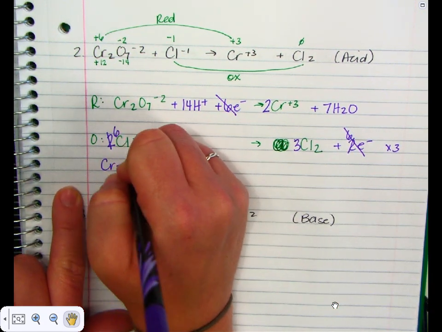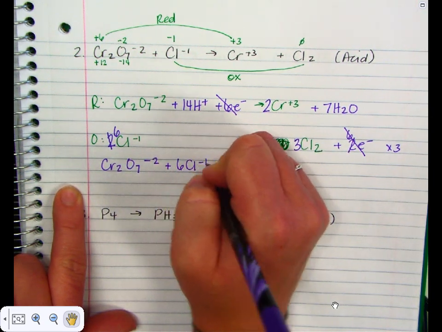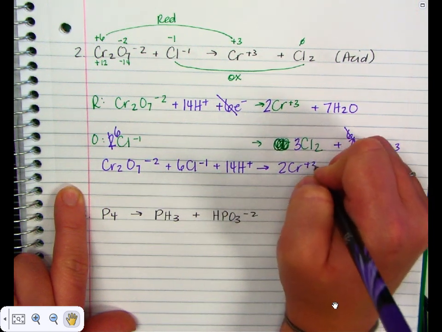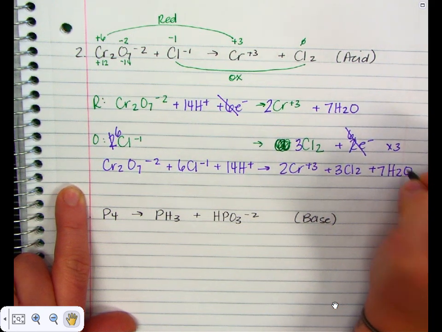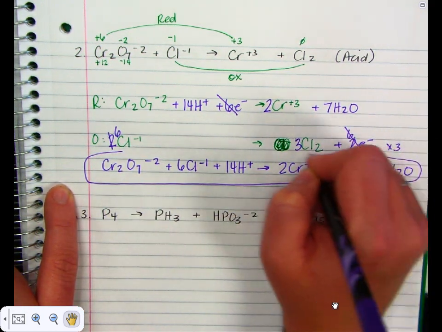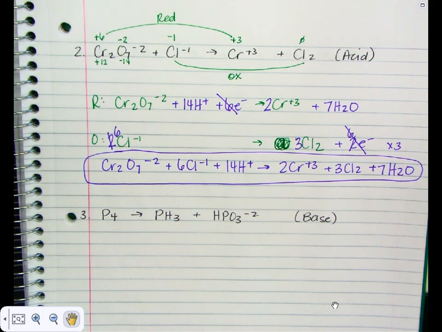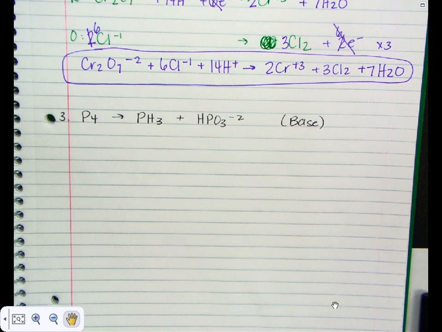So Cr2O7 -2 plus 6 Cl -1 plus 14 H+ yields 2 Cr +3 plus 3 Cl2 plus 7 H2O. Okay? And again, because I'm in an acidic medium, I can leave this the way that it is written. I don't have to cancel out these hydrogens. All right, 2 more. So these are going to be in a basic medium. For the ones that are in a basic medium, the only difference is I do have to do that last step at the end where I cancel out those hydrogen ions.